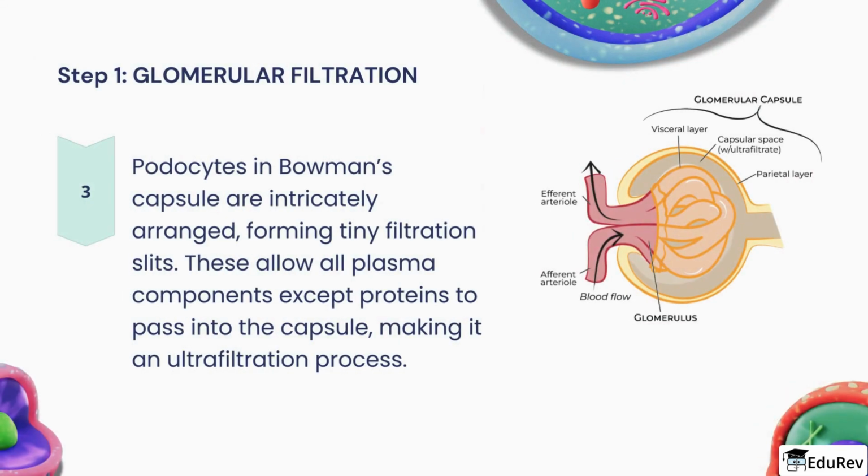Podocytes in Bowman's capsule are intricately arranged, forming tiny filtration slits. These allow all plasma components except proteins to pass into the capsule, making it an ultrafiltration process.